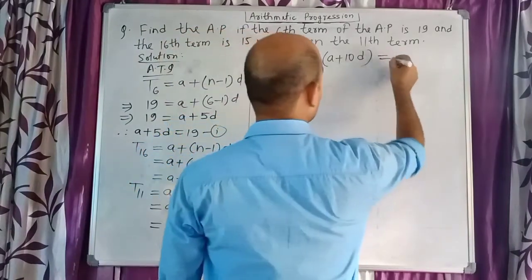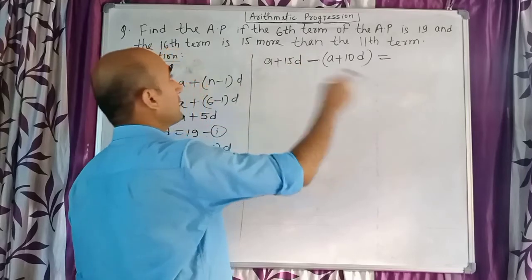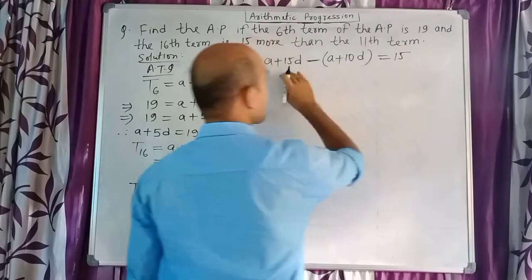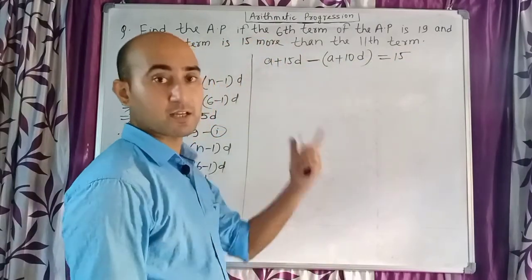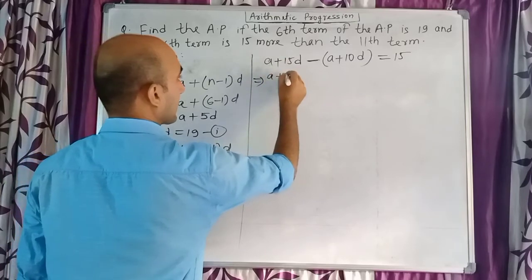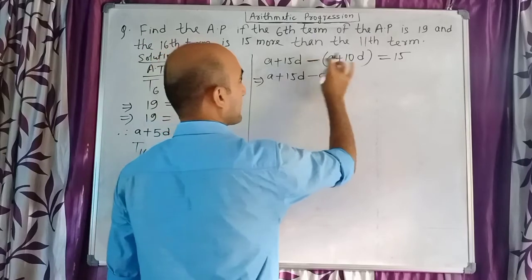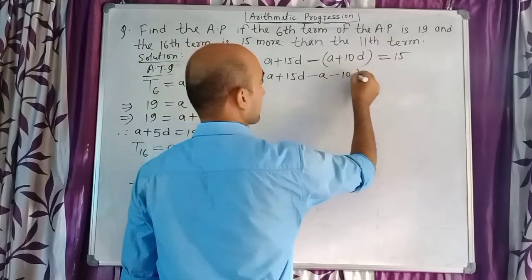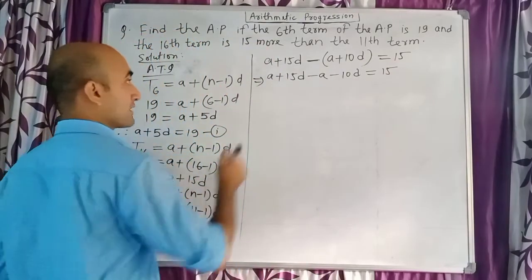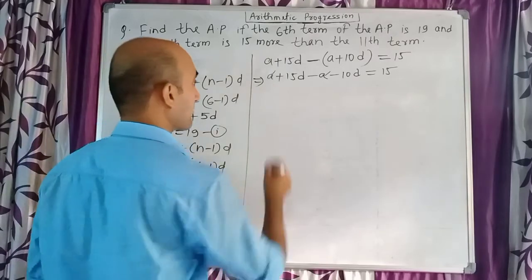So, when it was compared, the 16th term was 15 more compared to the 11th term. That means the difference between these two is 15. Very easy to understand. So now you open the bracket and carry on the work. When you open, it is minus a, and minus into plus is minus 10d, and is equal to 15. Now you subtract. What will happen here? a got cancelled. Why? Because both were the same but plus and minus.